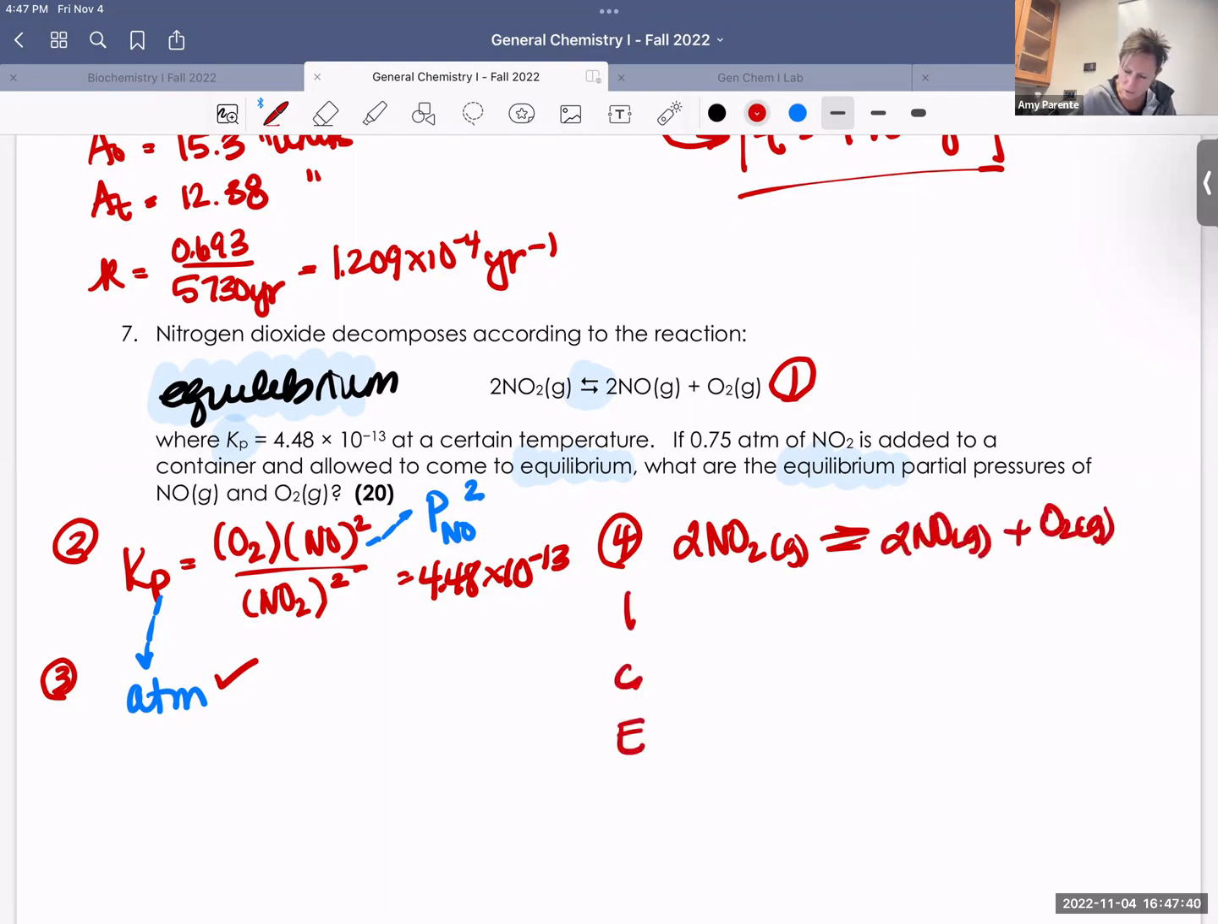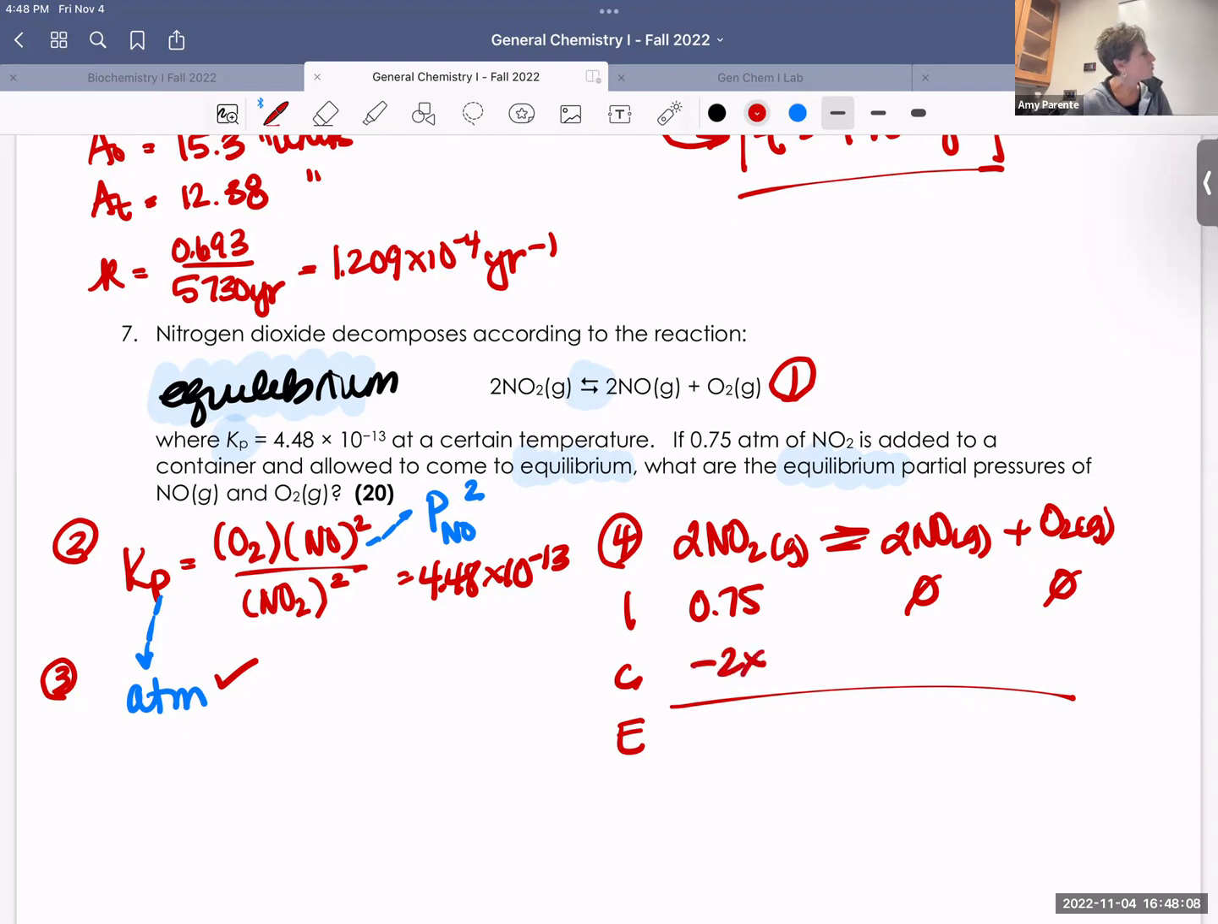Initial change in equilibrium rows. Everything is a gas here, so everything participates. There's not anything that we exclude because it's a liquid or a solid, I should say a pure liquid. So we know that we start out with 0.75 atmosphere of NO2 gas and nothing else. That's important because this is going to tell us which way this equilibrium shifts. It has to shift to the right because we don't have any product.